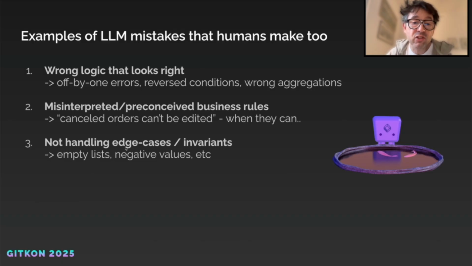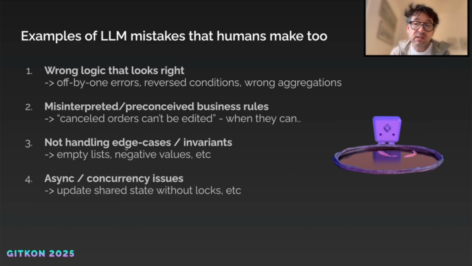Not handling edge cases or invariants: checking for null, making sure you don't get negative values or values that you're not expecting, something that AI doesn't always handle if you don't ask it to explicitly. And of course, I speak for myself, I've made that mistake many times as a developer, things that are easy to forget.